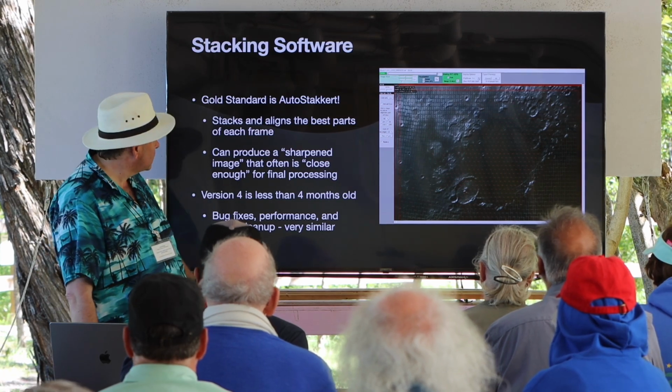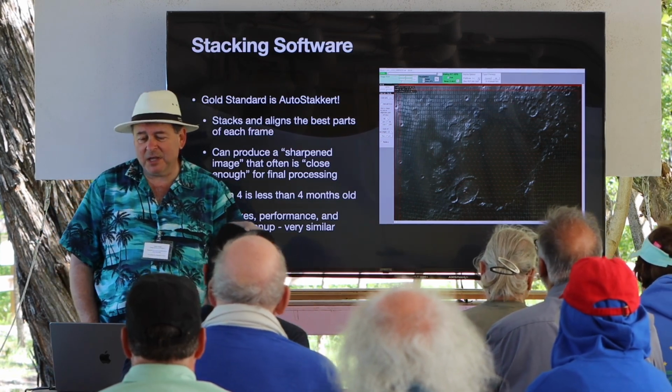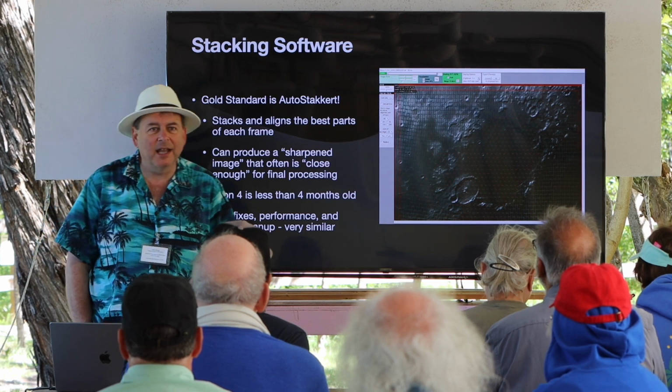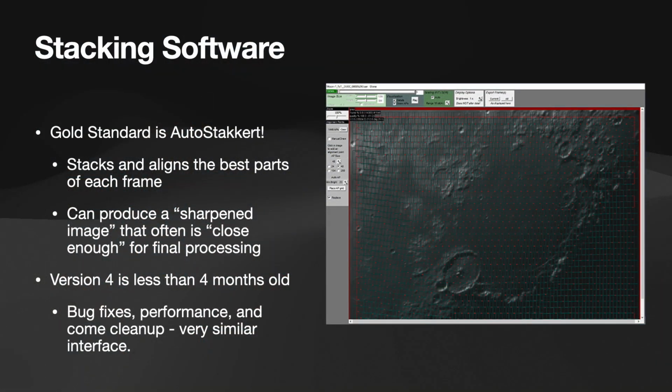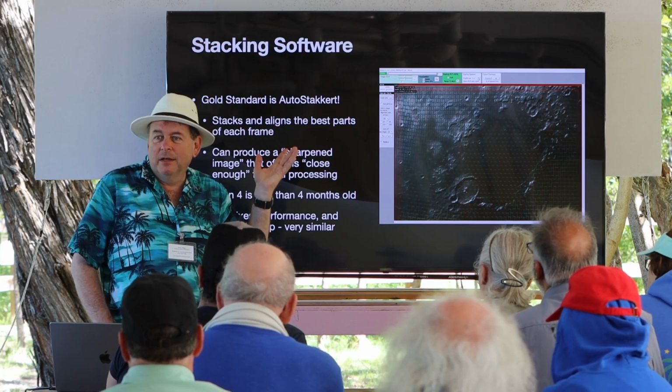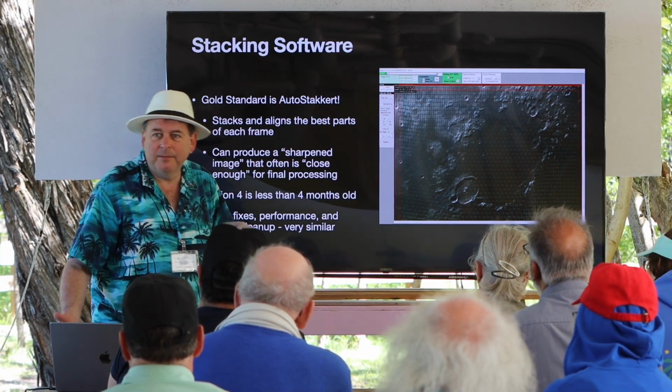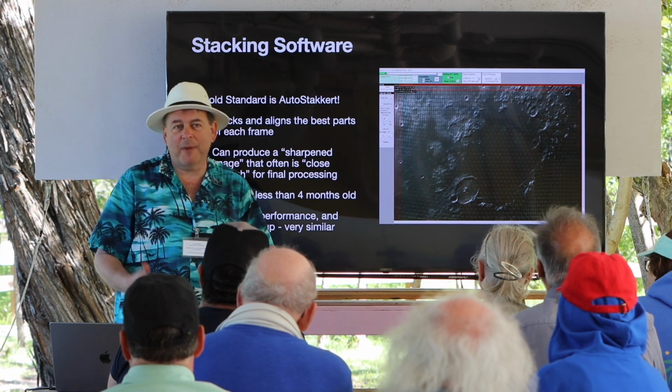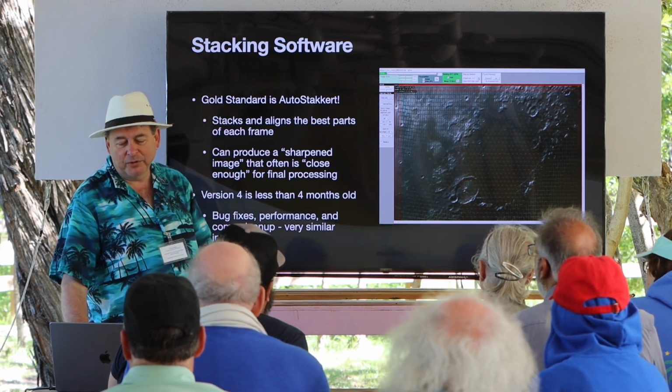Stacking software. I think the gold standard is AutoStakkert. It stacks and aligns just the best parts of the frame, like we were talking earlier. It can produce a sharpened image. I saw a guy giving a talk on solar image processing, and all he did was use AutoStakkert, and it spit out a sharpened image, and he quit. And he was happy. And if you're happy, that's fine. And it was a nice image. But if you want to go that extra mile, you certainly can. But AutoStakkert will do that for you.